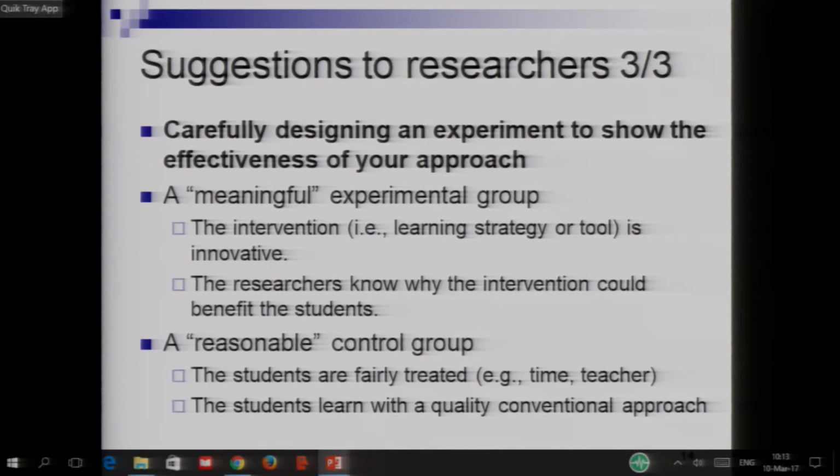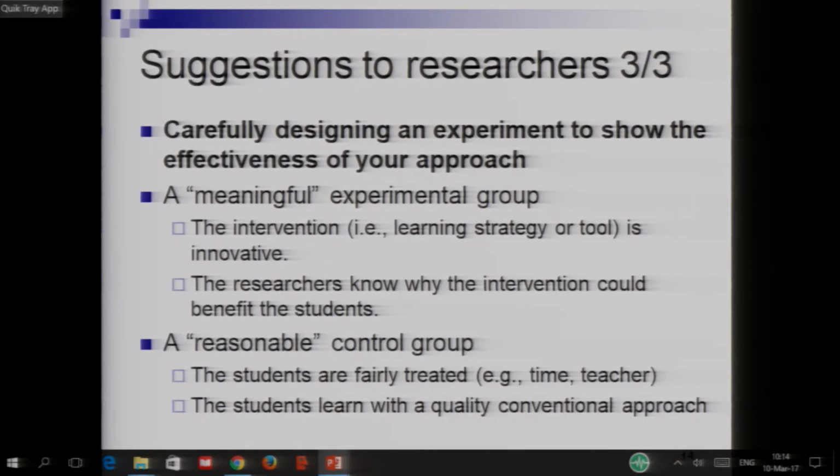Also, I have another suggestion for you to carefully design an experiment to show the effectiveness of your approach. Usually, if we propose a new strategy or use a new technology, we need to design an experiment with a control group. That means we need to compare the students who learn with your new approach, your new technology, with those who learn with conventional or traditional instruction. We need to make a comparison.